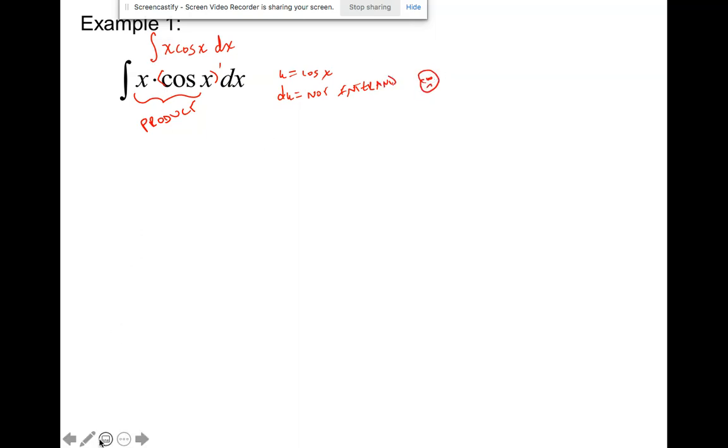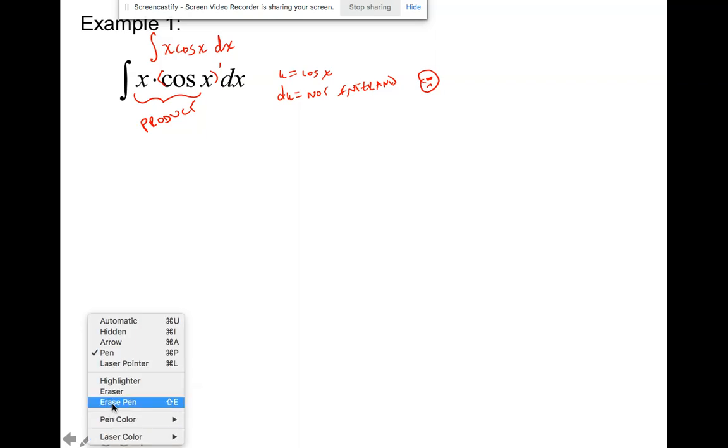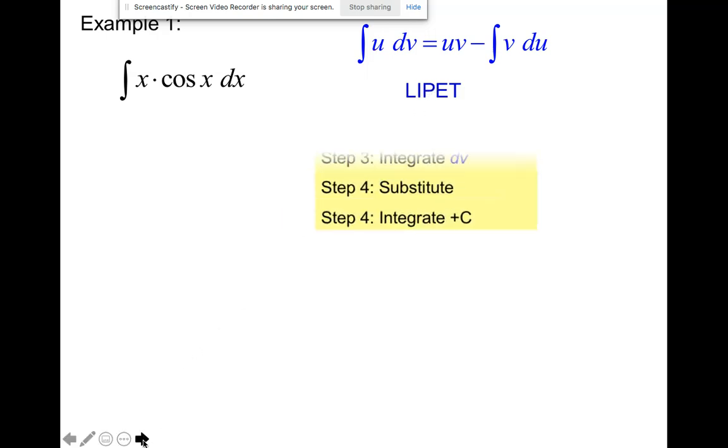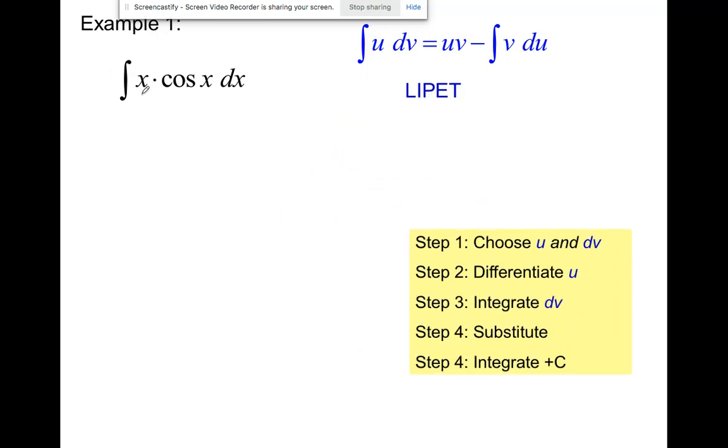So since I have a product, now I think integration by parts. So I'm going to try to make this integral look like the integral of u dv. So choose u first by LIPID. Logs, inverse trig, polynomials. Who do you see first? Of the two products, here is one factor, and here's another factor.